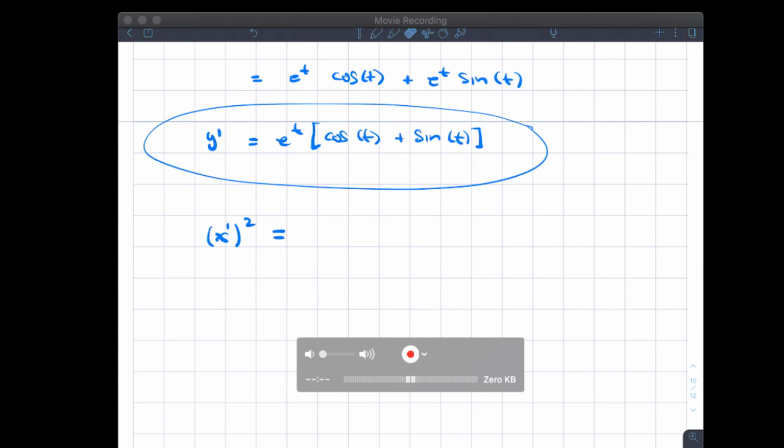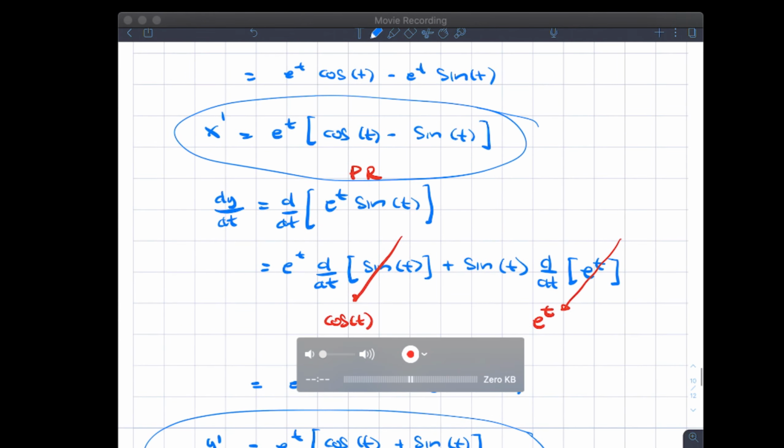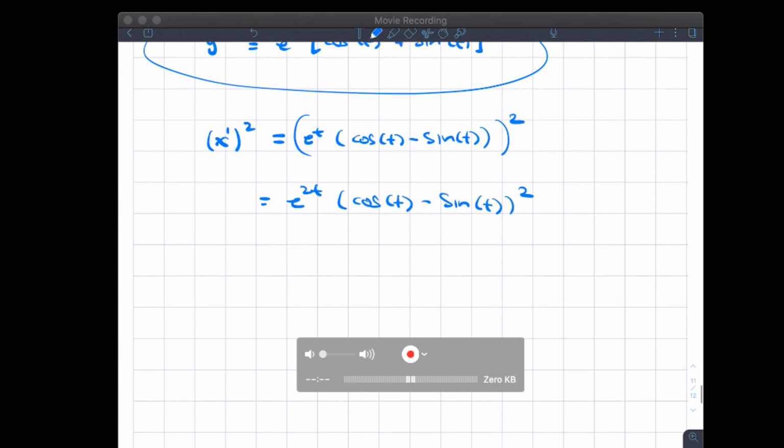You guys know this was, I think it was e to the t, right? So you get e to the t cosine t minus sine t. And this thing is squared, which is e to the 2t. And then I have cosine t minus sine t, and we have to square that. Yep, so just make sure I have the right term here.